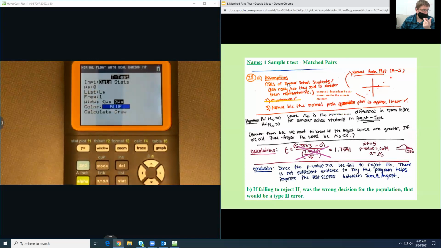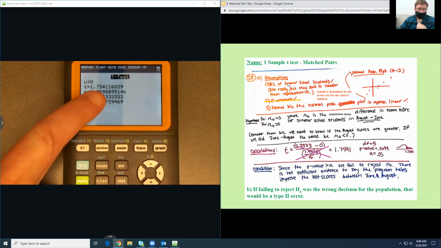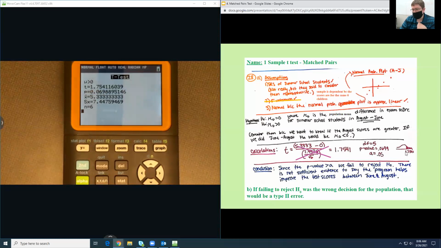Calculator is great, but if you flip it or do something goofy, you won't know because we're relying on it. All right, so you type everything in, and I get 1.7541 for my t-score. So there it is right there. My degrees of freedom is going to be 5 because I tested 6 kiddos. My p-value is 0.0699, and it didn't say, so alpha is just 0.05. You can draw the graph if you want to, not required. But this is the side of the graph we're on.